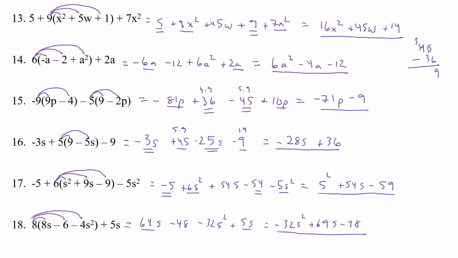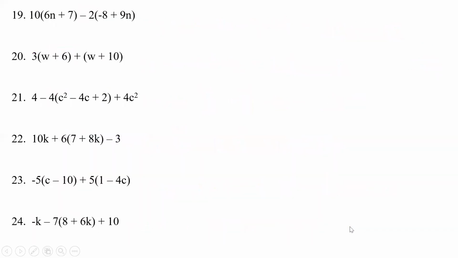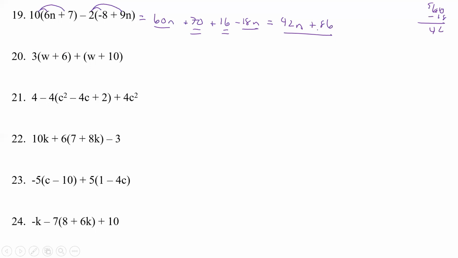Okay. All right, so next one, more distributions. So distribute here, distribute here. So 10 times 6, 60n, plus 70, and then plus 16, and then minus 18n. Well, here we have n's, here we have numbers. So again, 60 minus 18, well, we're going to borrow one, that's 5. So 10 minus 8 is 2, 5 minus 1 is 4. So that's going to be a positive 42n. And then we have 70 plus 16, so that's going to be plus 86. And so that should be our solution.